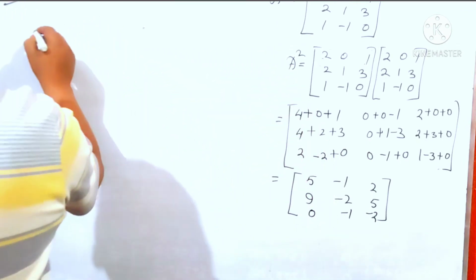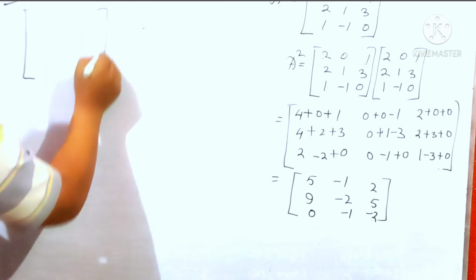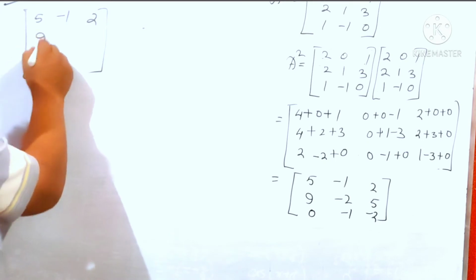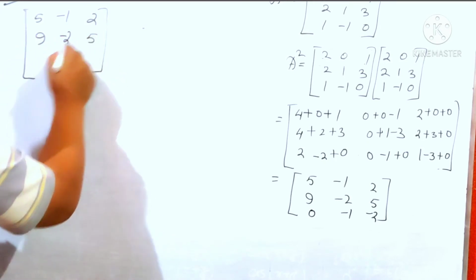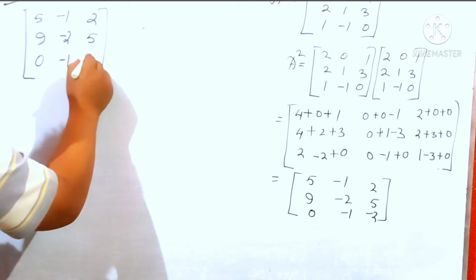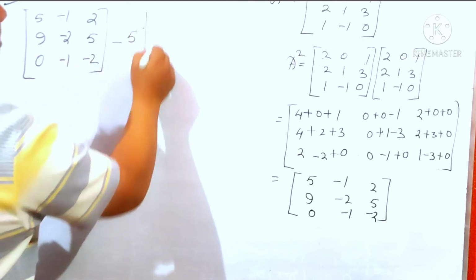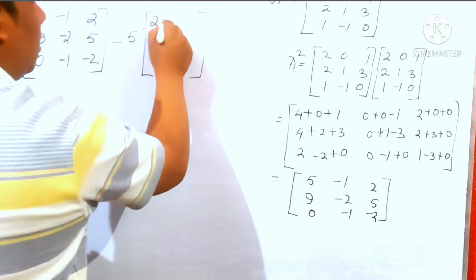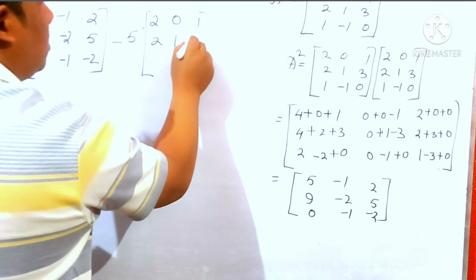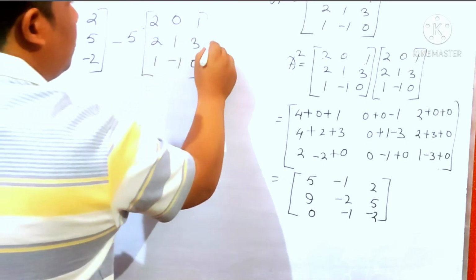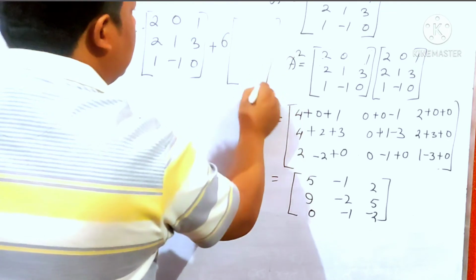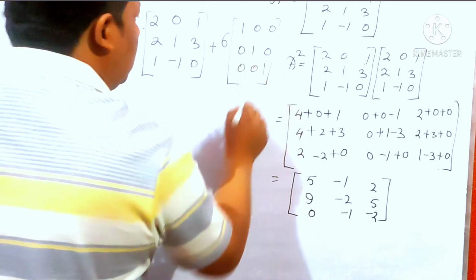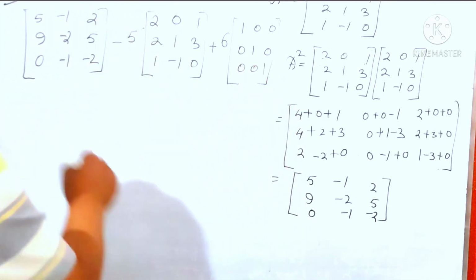Now you just substitute here. A squared is 5 minus 1 2, 9 minus 2 5, and 0 minus 1 minus 2. Minus 5A means minus 5 times 2 0 1, 2 1 3, 1 minus 1 0, plus 6I, where I is 1 0 0, 0 1 0, 0 0 1. Now you just multiply all of these.